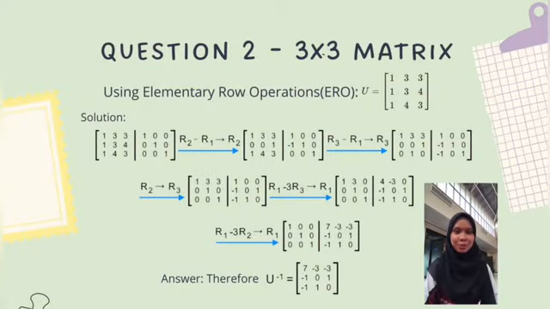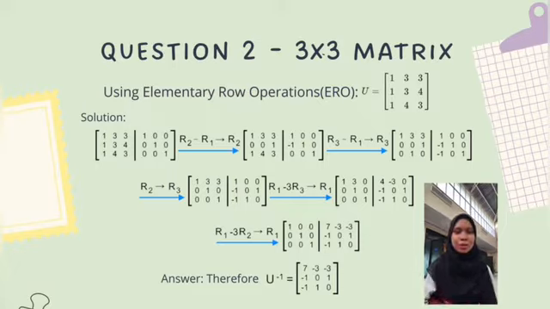Next, for question 2, we will see the calculation of the inverse for a 3 by 3 matrix, which can also be used for square matrices greater than that. To find the inverse, we can use elementary row operations, or in short, E-row. First step is to write the matrix U on the left and the identity matrix on the right, separated by a straight line as shown in the first step of the solution.